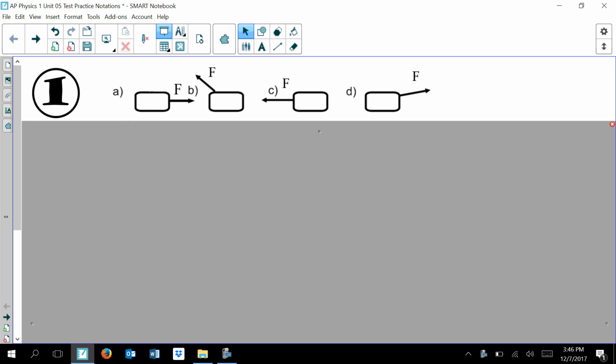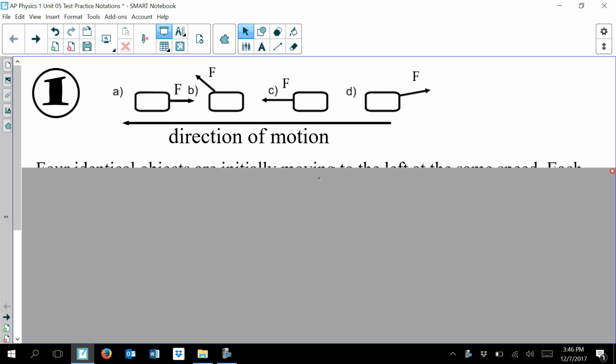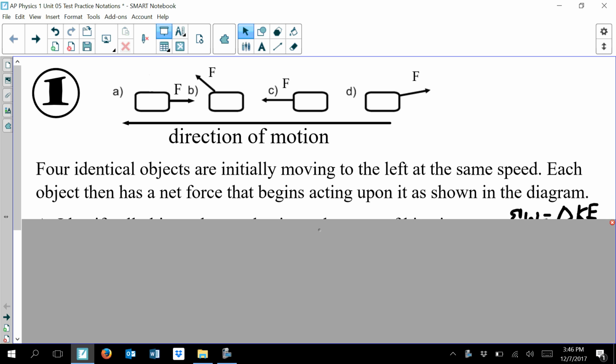So I'm just going to talk through the reasoning behind a lot of these problems. I'm not going to do any of the actual math. You can do that on your own, but I'm going to talk about how to set up these problems.